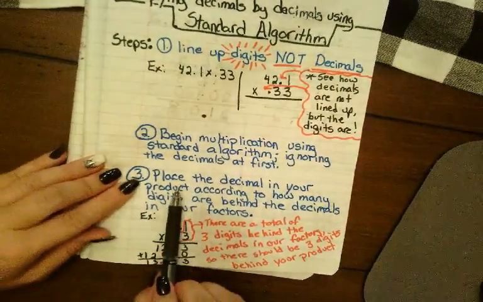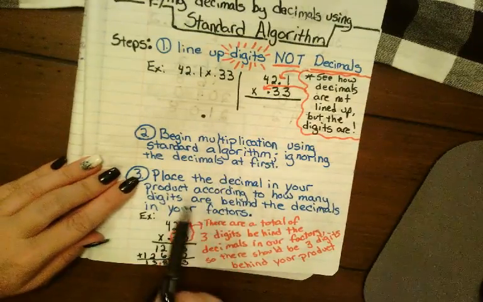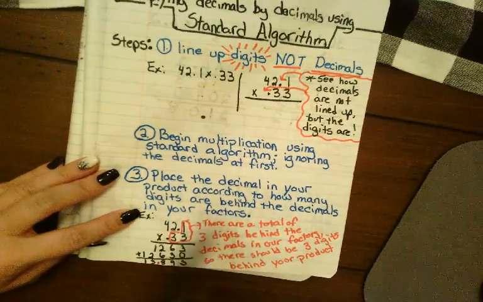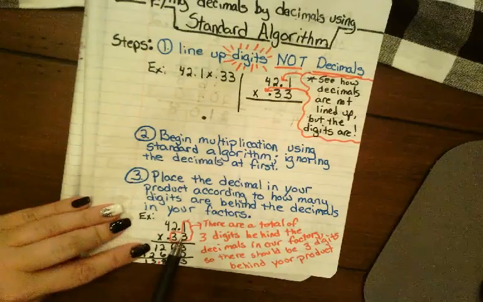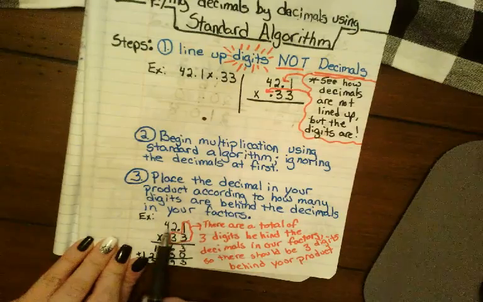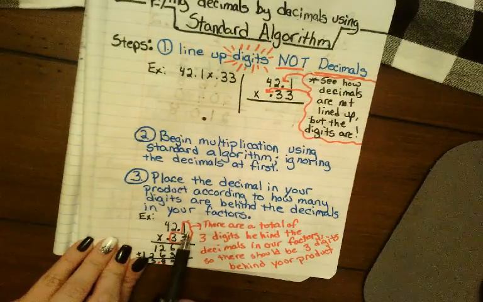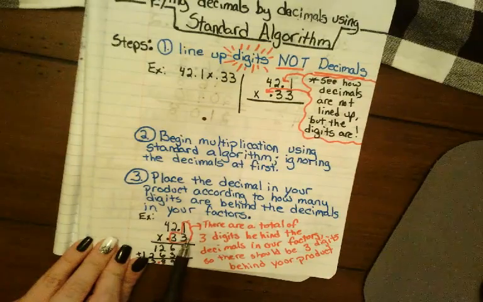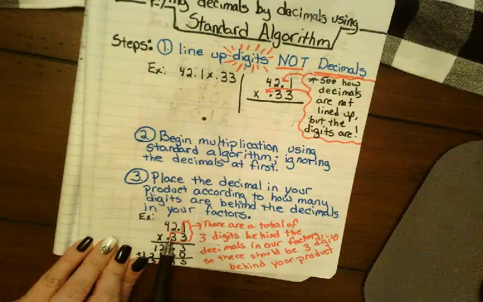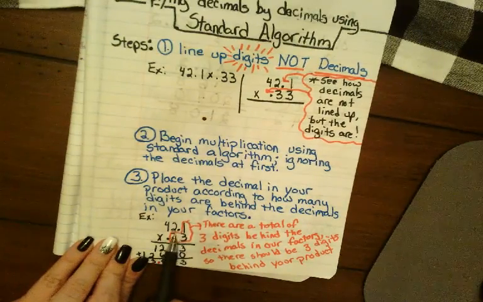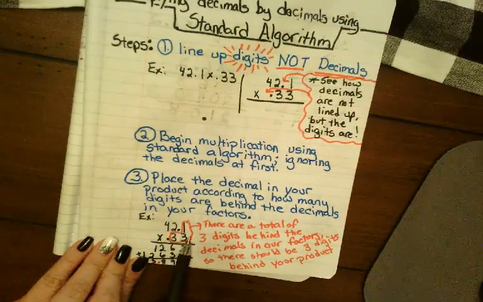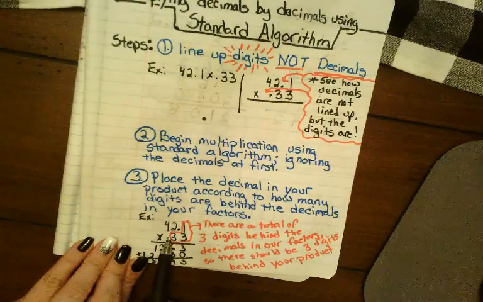Then it says, once you're finished, place the decimal in your product according to how many digits are behind the decimal in your factors up here. So what this means is, originally you can see that your decimal moved. If this was a whole number, the decimal would be here. So your decimal moved one time here. If this was a whole number, your decimal would have moved 2 times, right? So the decimal in both of these two factors moved a total of 3 times. So 1, 2, 3.